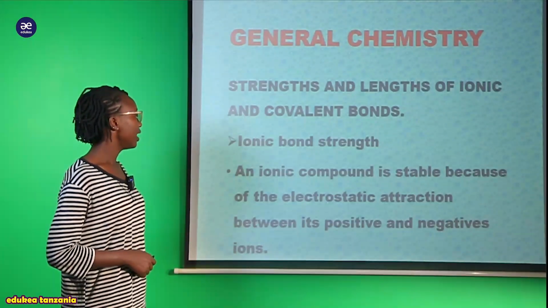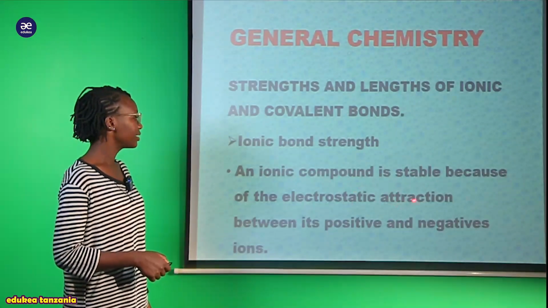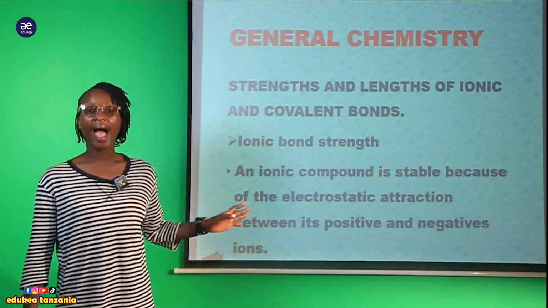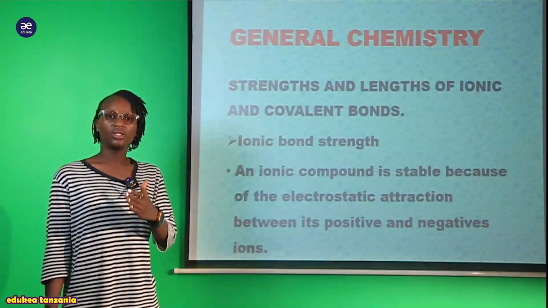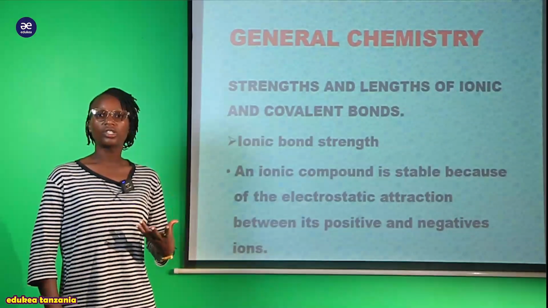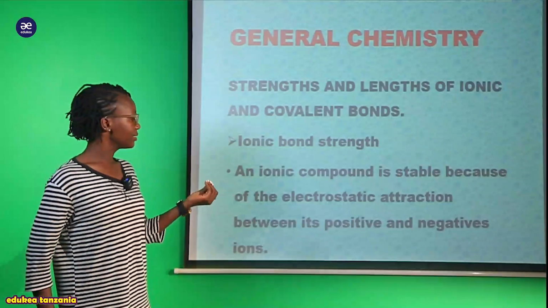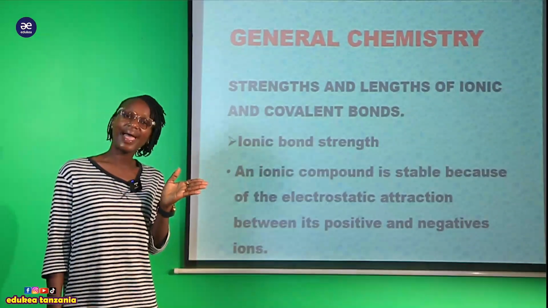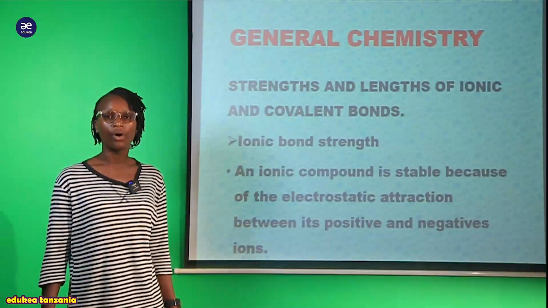So here you can see that an ionic compound is stable because of the electrostatic attraction between its positive and negative ion. Sasa hii ionic ni stable. Kumbuka hizi transferring of electron, sharing of electron of this bond atoms zinatokea ili kuhakikisha kwamba ile stability inafikiwa. Sasa utaona kwamba this ionic compound, maana kwamba when we talk about ionic compound, we are talking about the cation and the anion. So always the ionic compound is stable.